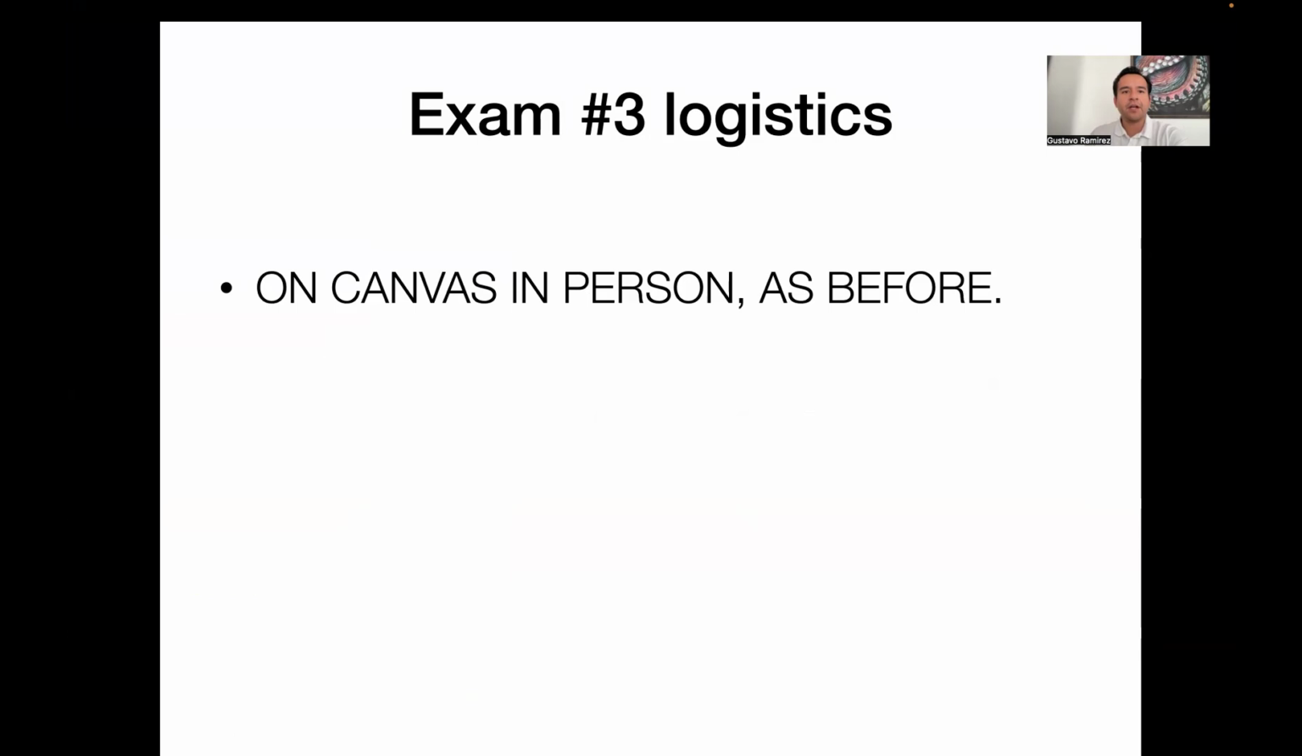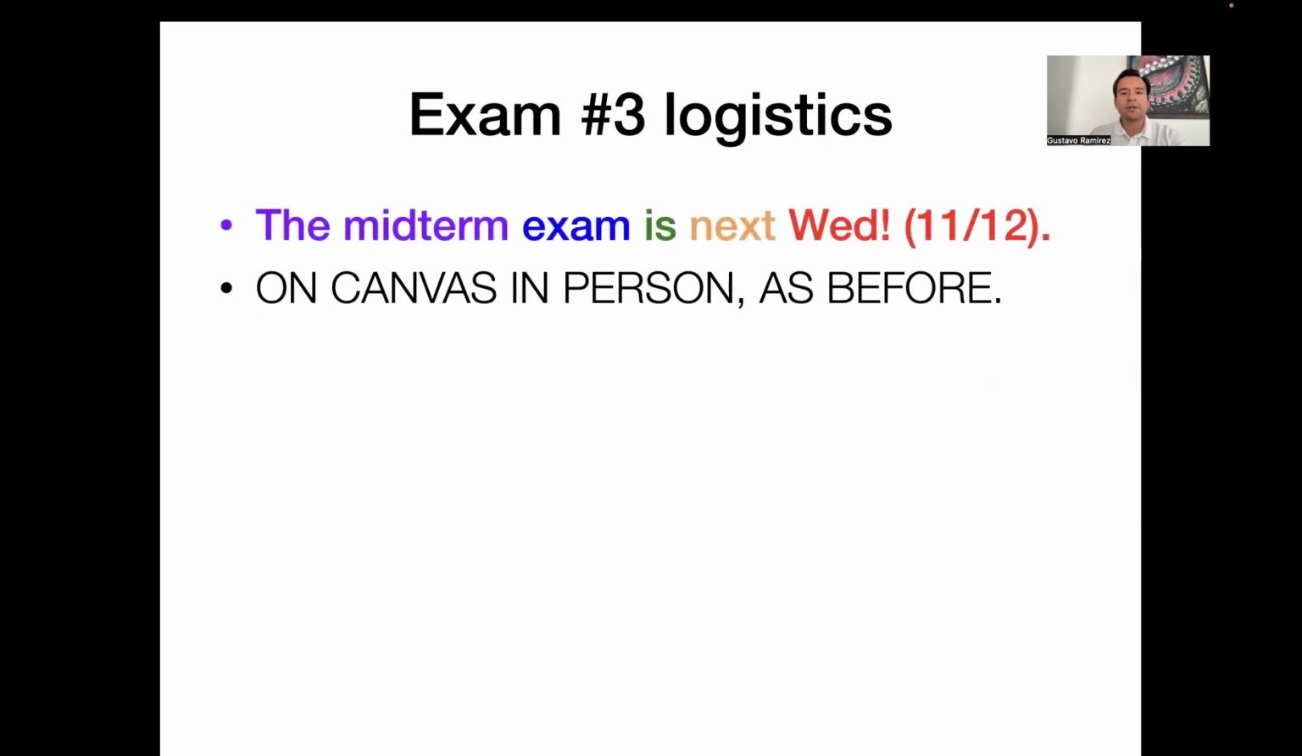Before I go any further, we've got exam three coming up. Exam three is a week from today and it's in person, but it will be delivered on Canvas as we've done before for our last two exams. So a week from today, that would be Wednesday, November 12th, in person, 100% on Canvas. Independently of my leg, it will be in person. If I will be there, if not, there will be a chaperone.